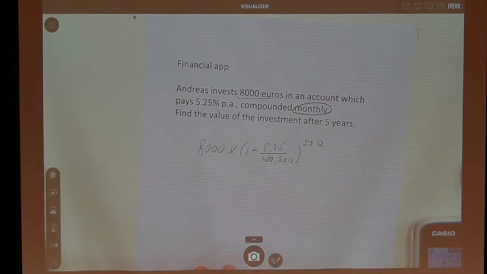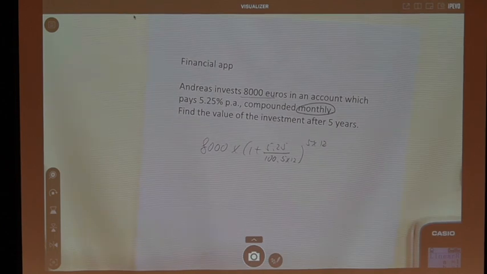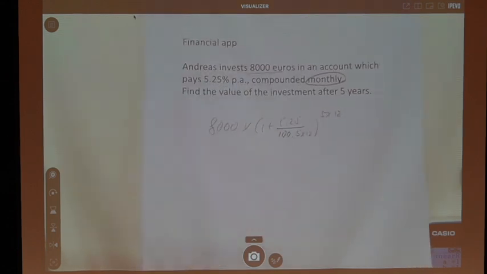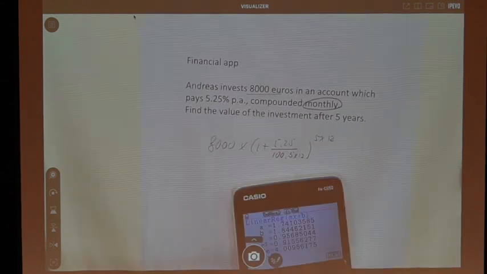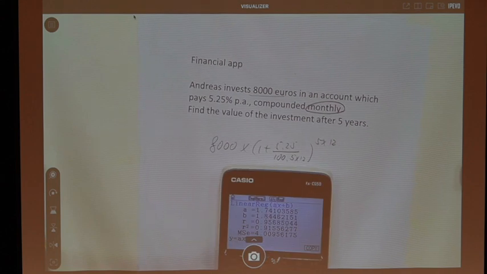Because it's compounded monthly. Painful, isn't it? But then actually you can use the financial apps to do it for you. All you need is to remember what is which. Alright, so with that we go to menu, financial app.